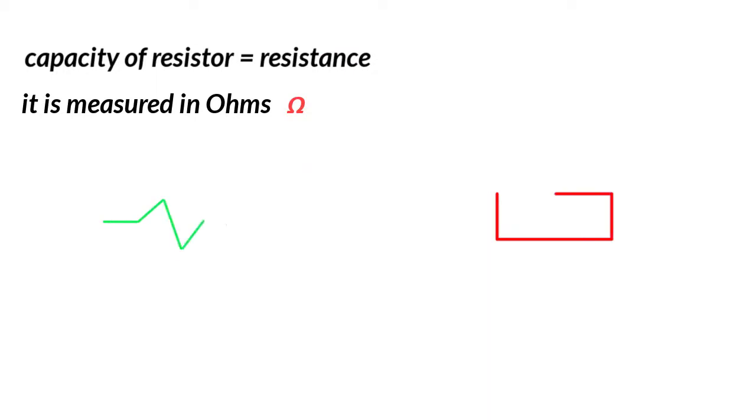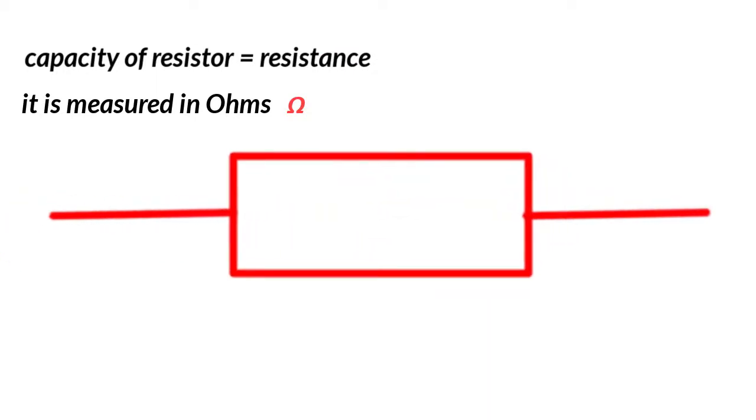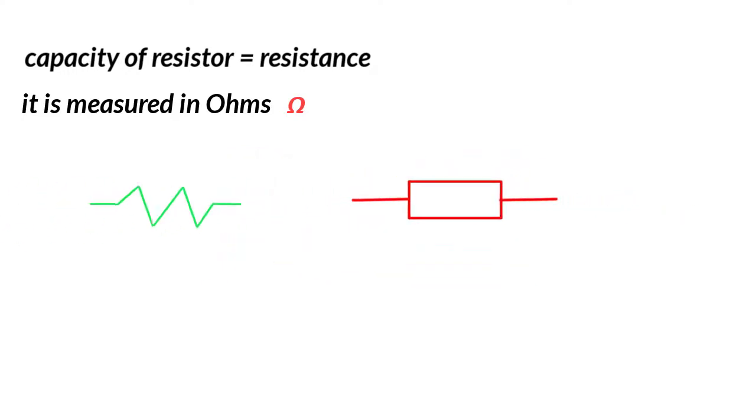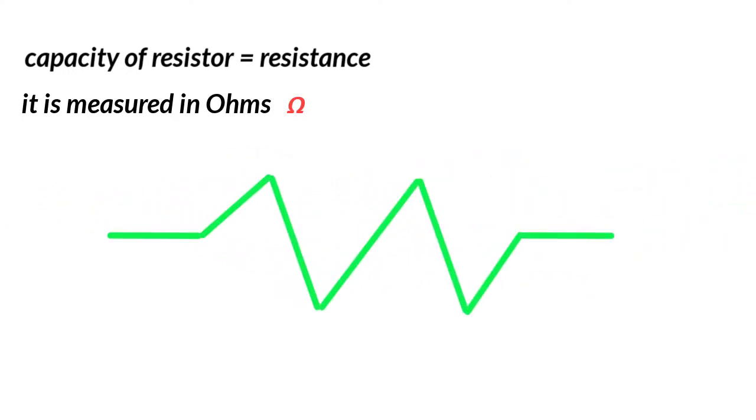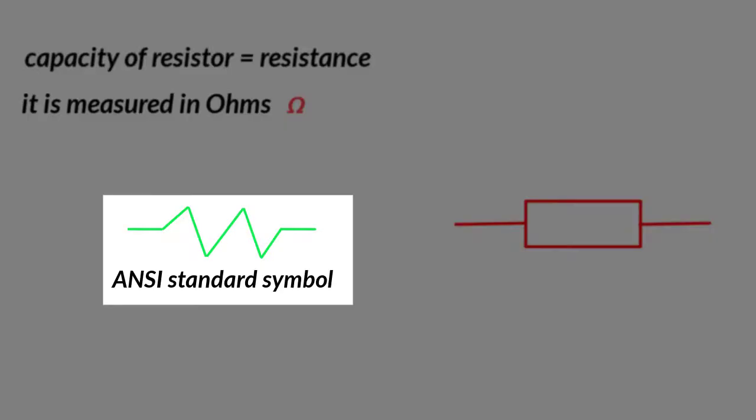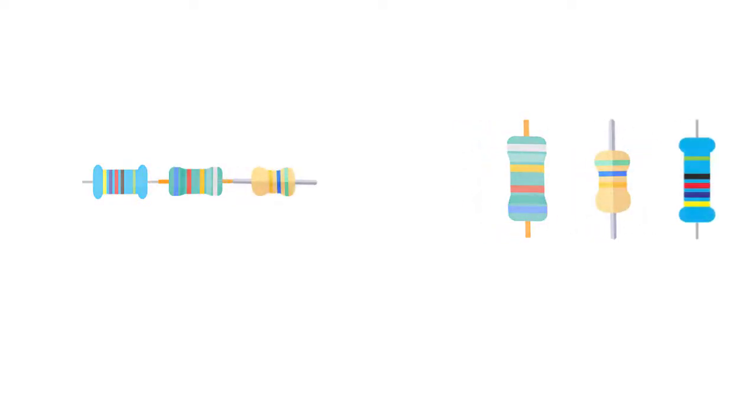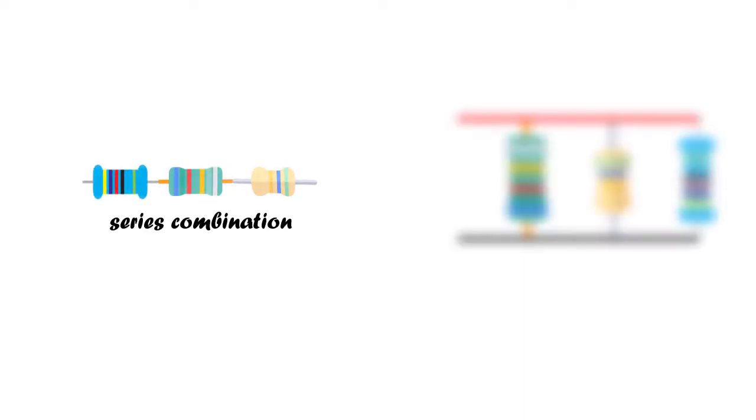In a circuit we denote resistor symbolically like this. This is the IEC standard symbol. And this is the ANSI standard symbol. We'll be using ANSI standard symbol all over the entire course. Resistors are connected in circuit in two ways. Either the combination will be series or the parallel.